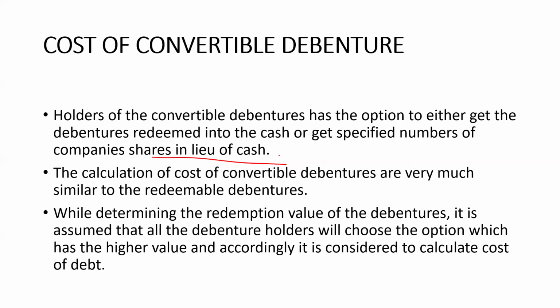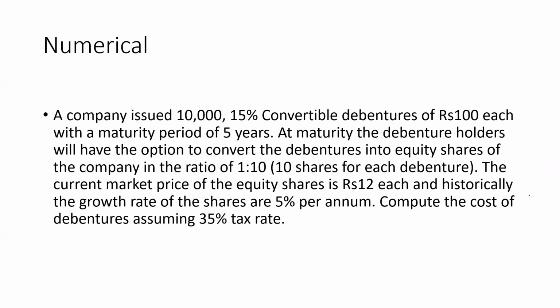So here on maturity, you have two options. Either you convert that into equity or you convert them into cash. So we'll see both cases. When you're converting them into cash, then you need to assume it as a redeemable instrument. You need to assume it is a redeemable instrument and it is getting matured. And for the equity conversion, we'll follow the logic of how the calculation of equity is done by the Gordon model. We'll use that. So here there is a question that a company issued 10,000, 15% convertible debentures.